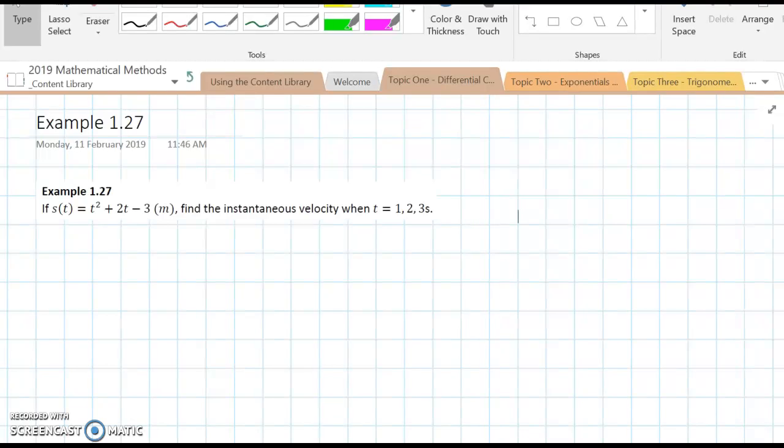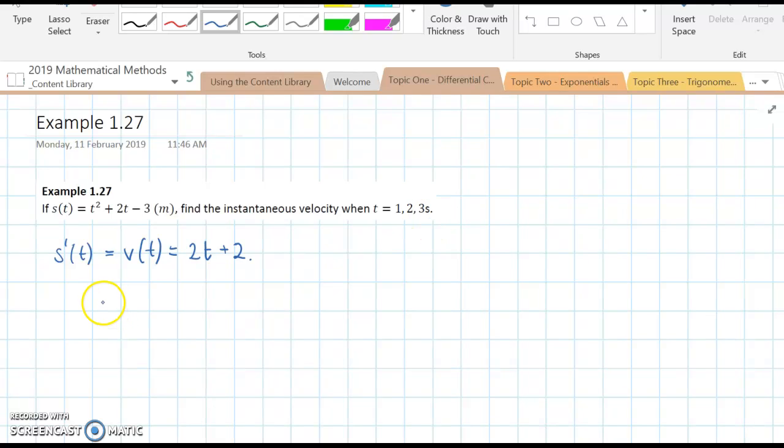Third kinematics example is again using the same displacement function, this time trying to find the instantaneous velocity. Because we're now applying the instantaneous velocity, we derive our displacement, which we know is our velocity. The derivative of this function is going to be equal to 2t plus 2, and we are substituting in the values of t equals 1, 2 and 3.